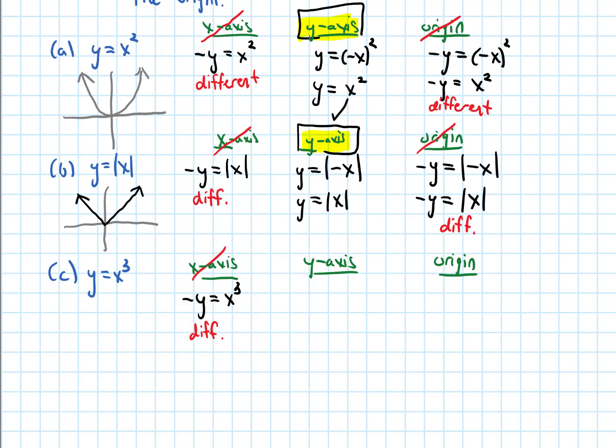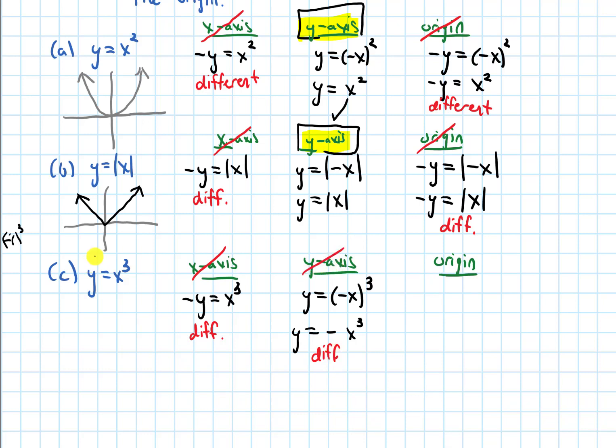For y-axis, I change x to negative x. I'll get y equals negative x being cubed. So then I gotta cube negative x. When I cube this, I'll end up cubing that negative. So that's like negative 1 being cubed. But that's just negative 1. So I'll still have a negative. And then when I cube the x, I'll get x to the third. So I get y equals negative x to the third like this. That's also different than what I started with. So it's not symmetric by the y-axis.